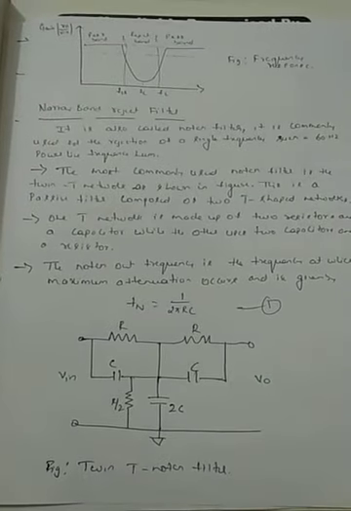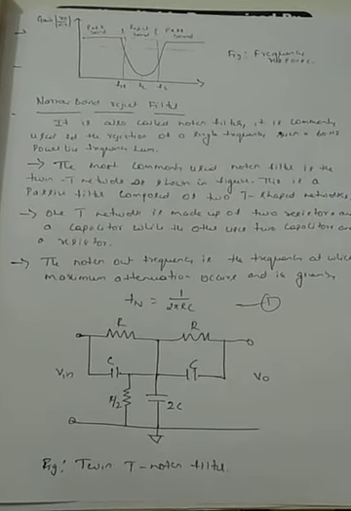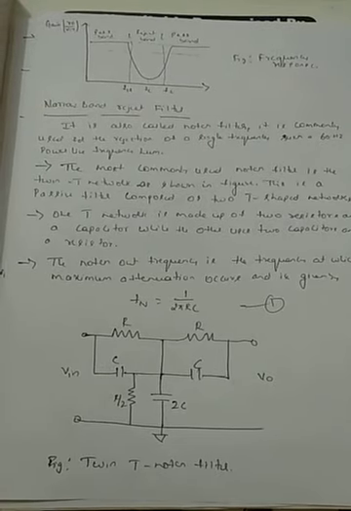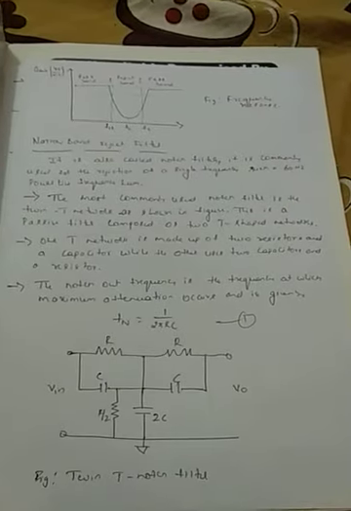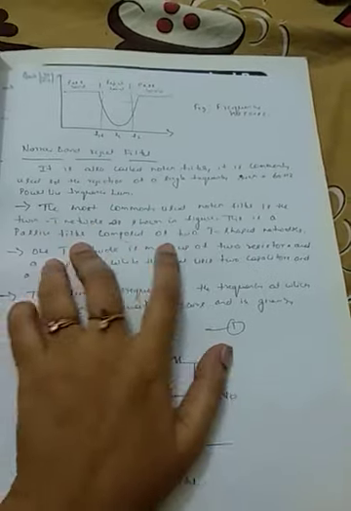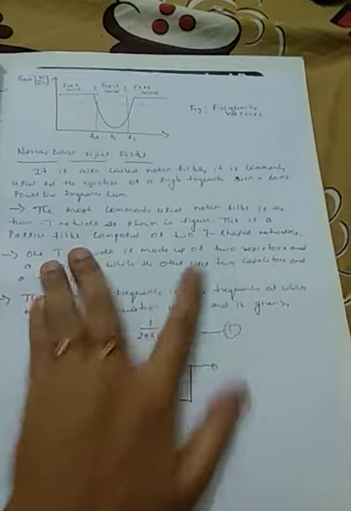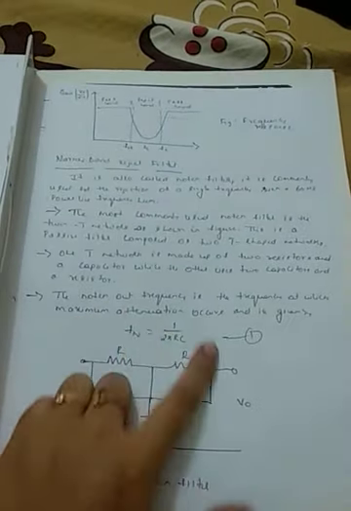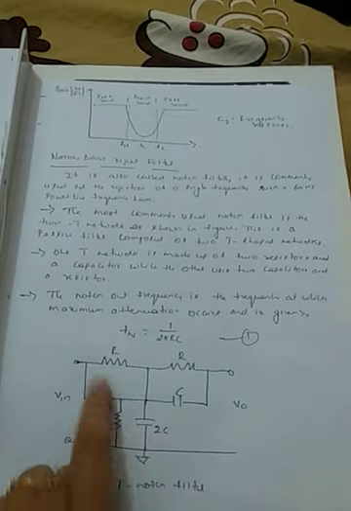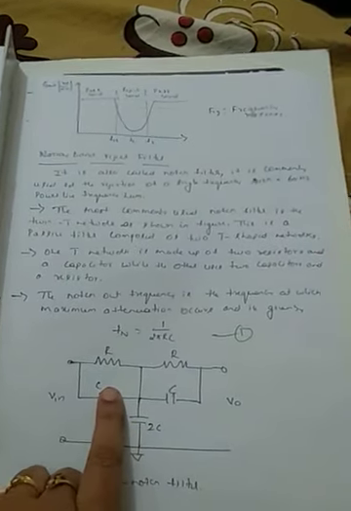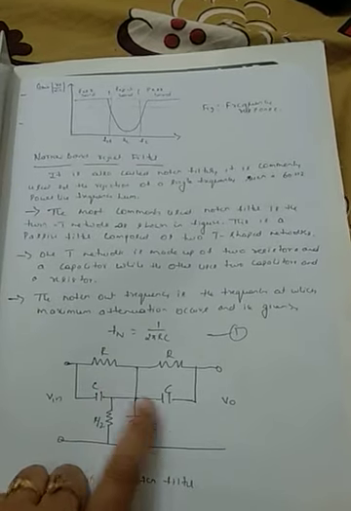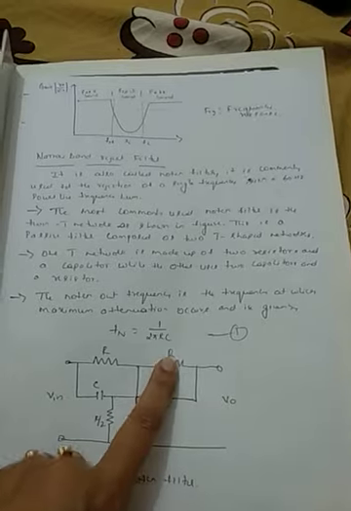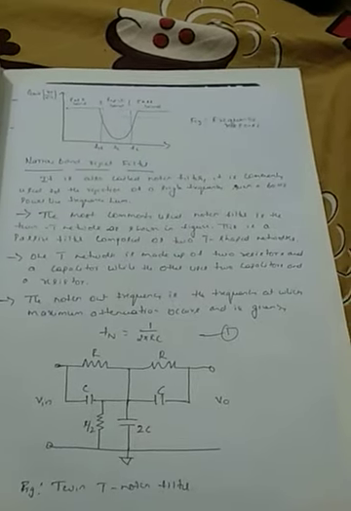The most common type of notch filter uses a twin T network, which is a passive filter composed of two T-shaped networks. One T network is made up of two resistors and one capacitor, and another T network uses two capacitors and one resistor. This is called a T network.